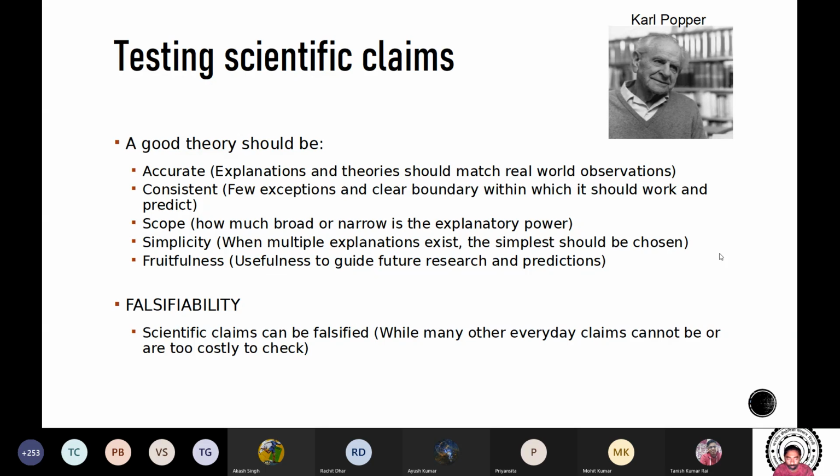Falsifiability, you can also think of as whether you can prove it false. Once you have proved it false, it falls down. But if there are multiple attempts to prove it false, and it still holds ground, then that's a good theory. This is massive, actually, if you think about it. Everyday claims cannot be falsified. There are a lot of claims where you cannot falsify it, and some claims where you might be able to, but it's such a big, costly affair that we don't bother to do it.